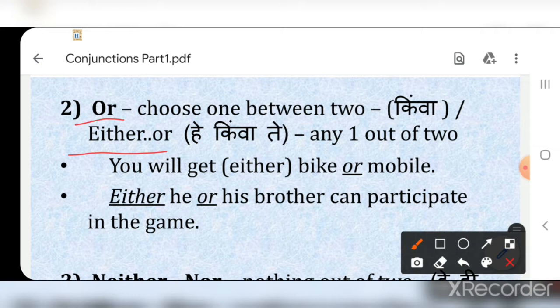Okay, now another similar conjunction is either or, either or also we say. So here wherever we use or, there we can use either or.